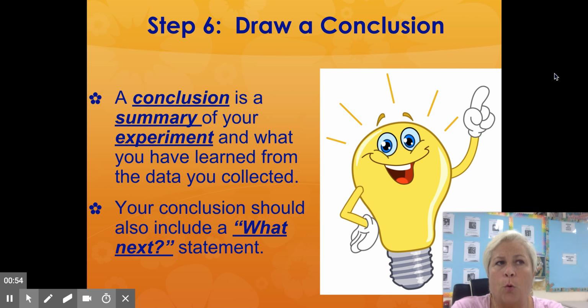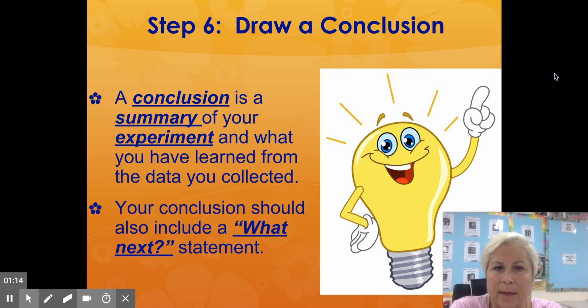You talk about what you thought was the answer to the question, your hypothesis. You talk about the data that you collected. What did the analysis of the data tell you? What did you learn from the data? Whether your hypothesis was proven or not, that's a part of it. So were you right or not?